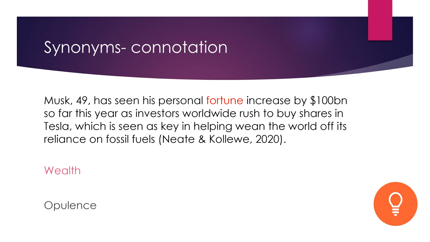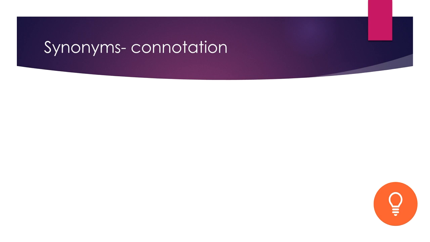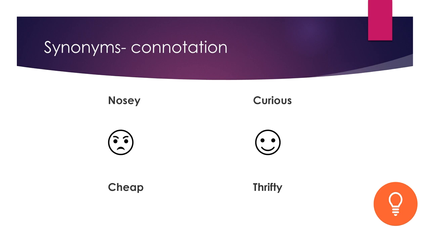Because we don't know from the original text how Elon Musk has spent his money, it would be best to use wealth. Perhaps a clearer example of this would be the words nosy and curious. Nosy and curious both carry the same meaning, but if you call someone nosy, they're likely to get offended. Yet if you call them curious, they may not. Likewise, if you call someone cheap, it can be taken as an insult, but if you call someone thrifty, it is not.